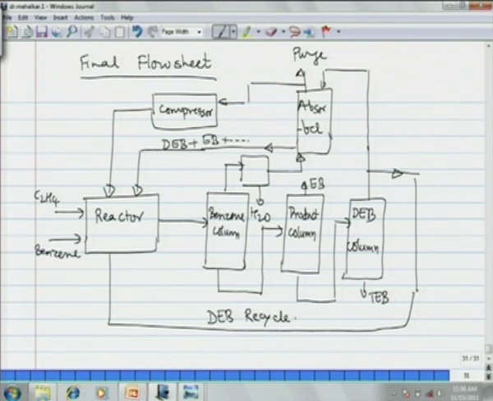So, what you see here is now the complete flow sheet for the ethyl benzene manufacture as a block diagram. In the next lecture, we shall see the first decision in detail, that is to decide whether we have to design a process in batch or in continuous mode, and what are the governing factors for this decision.